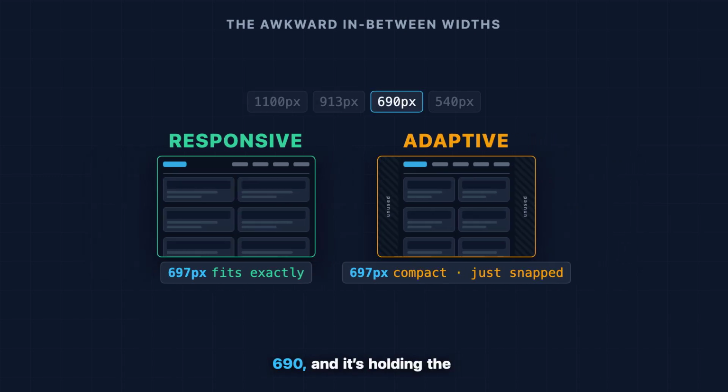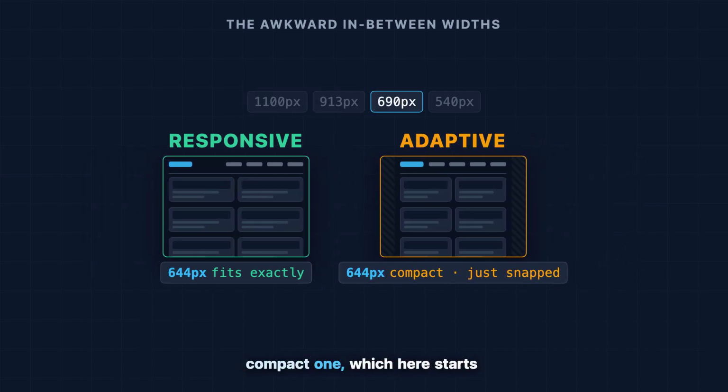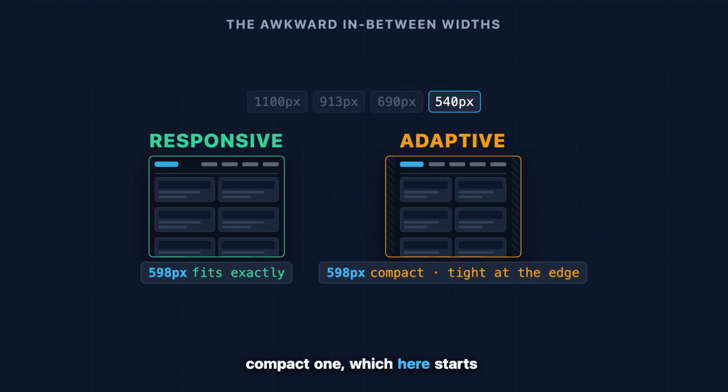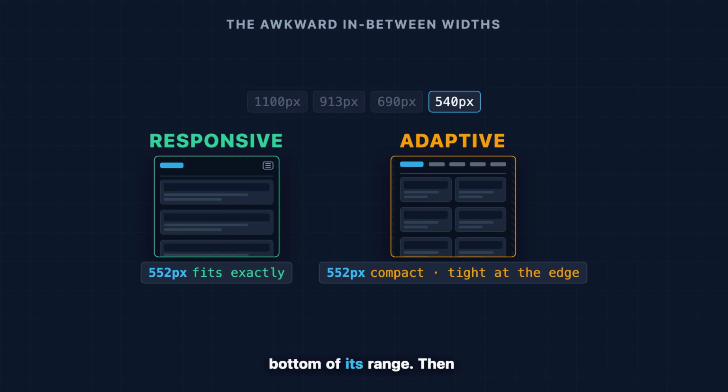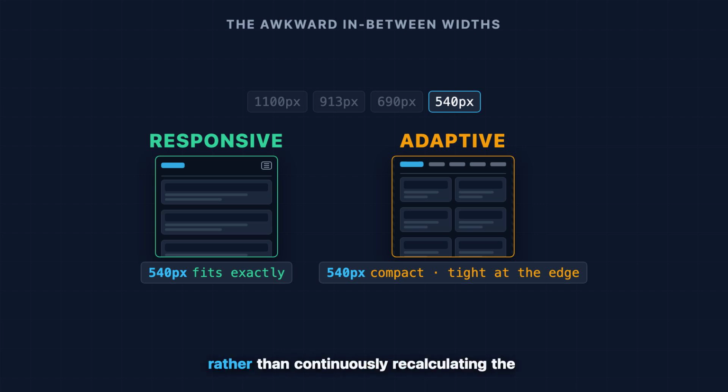Drop toward 690 and it's holding the compact one, which here starts to feel tight near the bottom of its range. Then it hits a threshold and snaps. Between those thresholds, it isn't redesigning itself for every width. It's holding a layout designed to cover that range, rather than continuously recalculating the overall arrangement for this exact width. That's the trade. Continuous fit versus deliberate, prepared layouts.